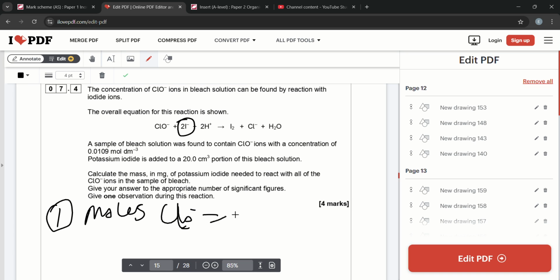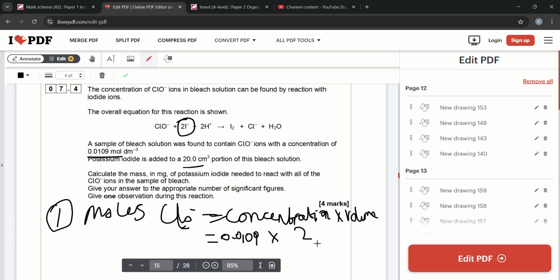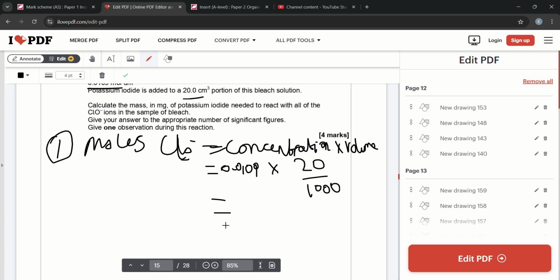How do we do that? Well, we're going to use the equation moles is equal to concentration times volume. So it's going to be 0.0109 times 20, but we need it in dm cubed, so 20 divided by 1000. That'll give me 2.18 times 10 to the power minus 4 moles.